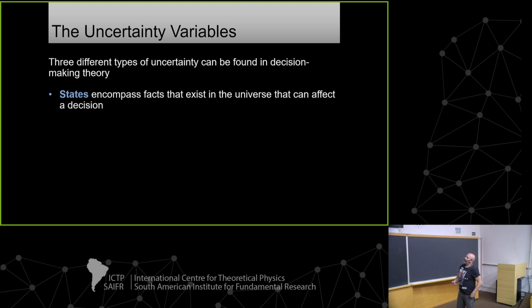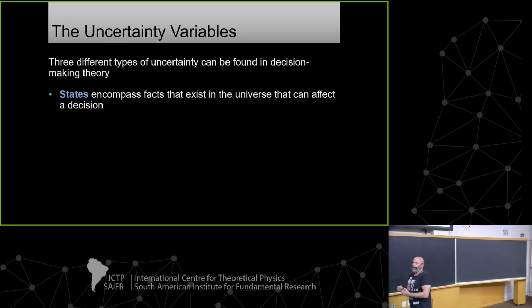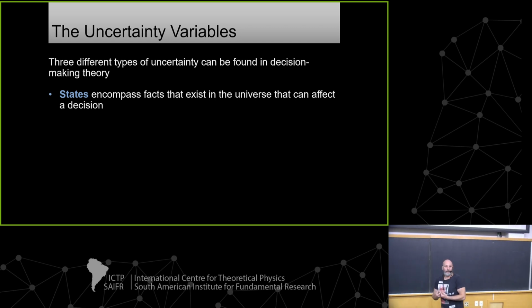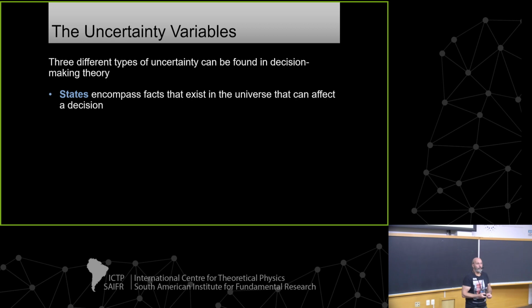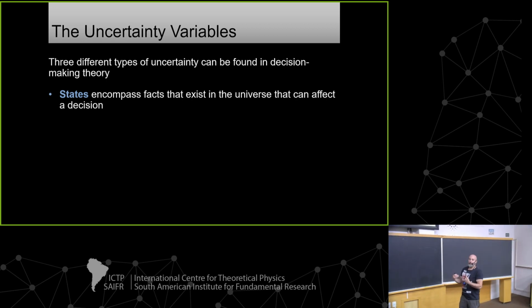The first one is the states, which encompass facts that exist in the universe that can affect the decision. So there are different states, and when I make a decision, I will change from one state to the other. Sometimes the transition from one state to the other is deterministic, but sometimes it is probabilistic. So I cannot be sure about this transition from the present state to the future state once I make the decision.